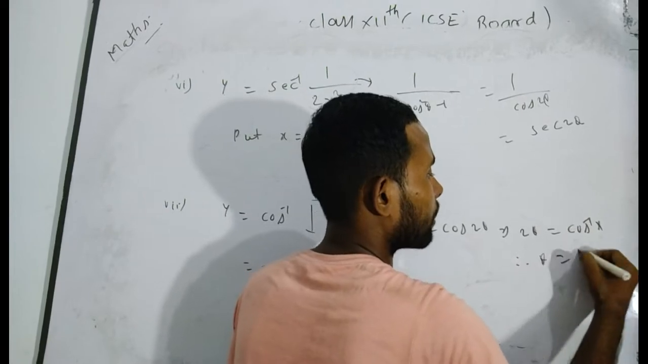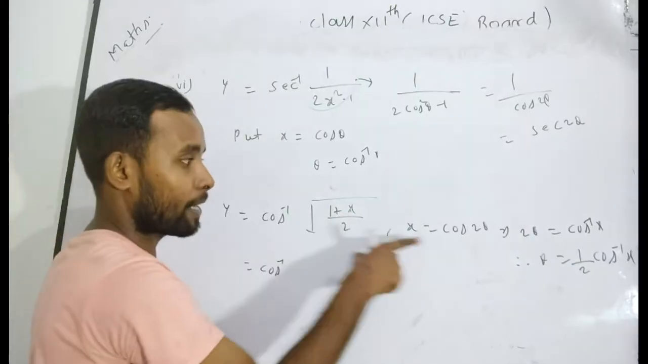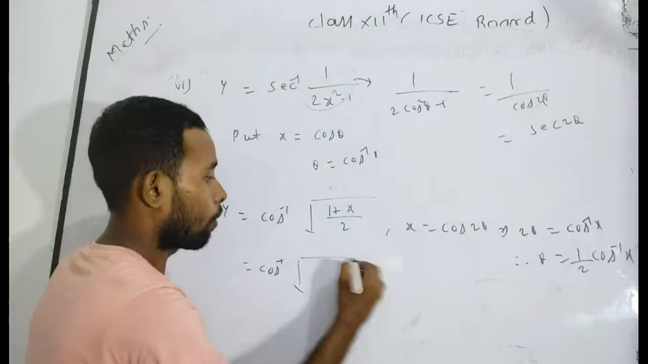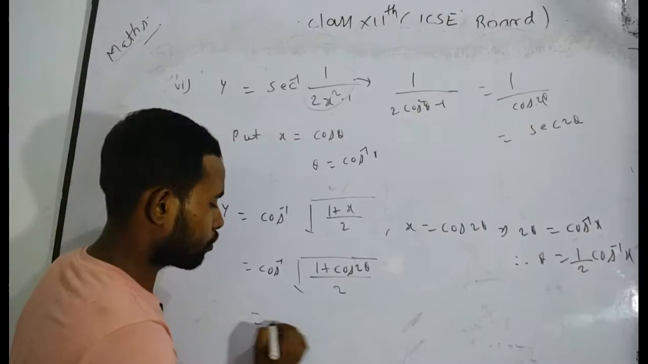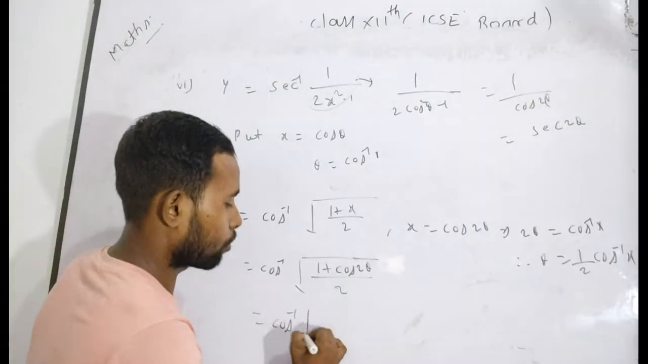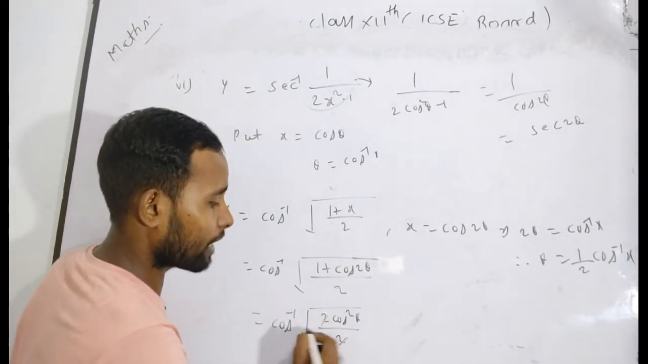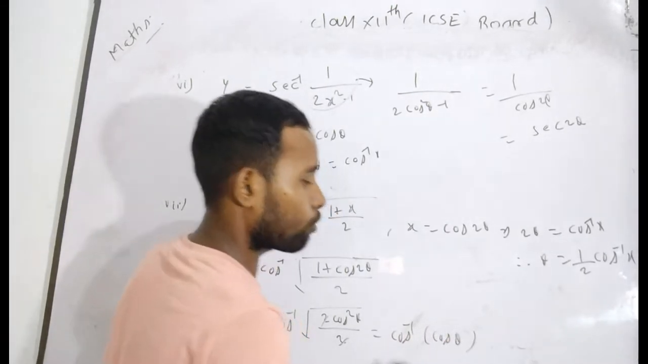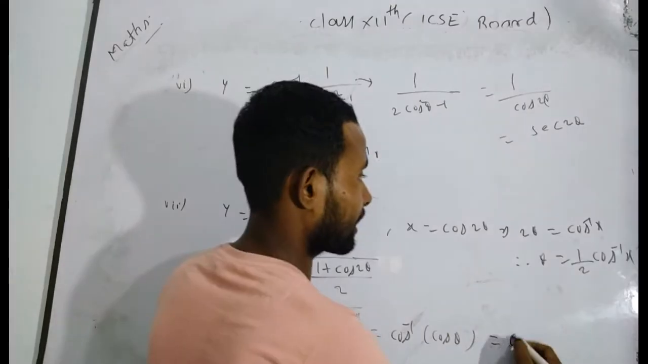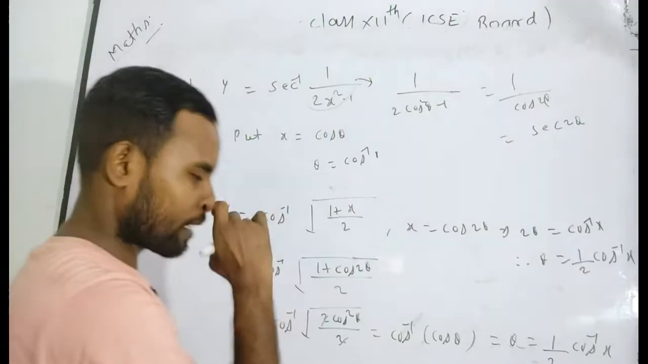So theta will be 1 upon 2 cos inverse x. If you put cos 2 theta in place of x, it will be 1 plus cos 2 theta by 2. Finally you will get cos inverse of root under 1 plus cos 2 theta by 2, which is 2 cos square theta by 2. The 2 cancels, and finally it will be cos inverse cos theta. What is the formula of cos inverse cos theta? It will be theta, and theta is equal to 1 by 2 into cos inverse x. This is your term after simplification.